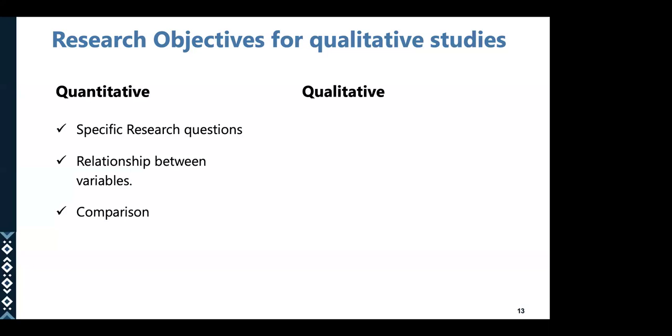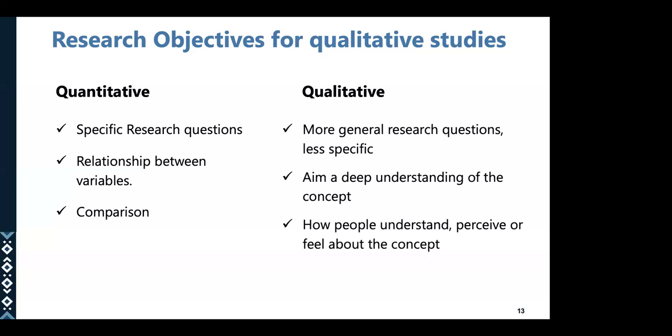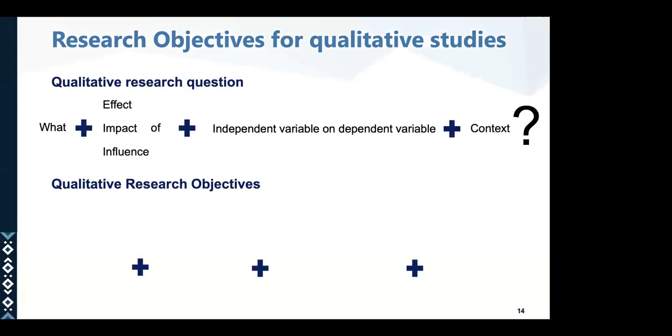We are interested in looking at the relationship between variables, or we are interested in comparing variables, while in qualitative research, the research question might be more general, less specific. We are really more interested in having a deep understanding of a concept. How do people perceive a certain phenomenon? How do people feel about a concept? How do people describe? So in qualitative research, your question is most of the time, what?